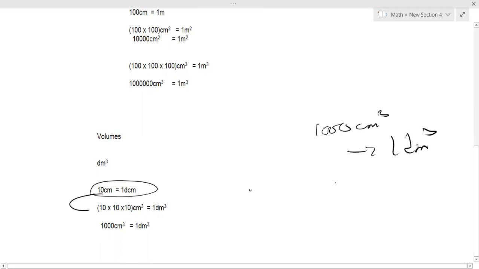So when you hear something like a flask, a cylinder, or a solution per dm cube, you can know that it's something like per 1,000 cm cube, stuff like that.